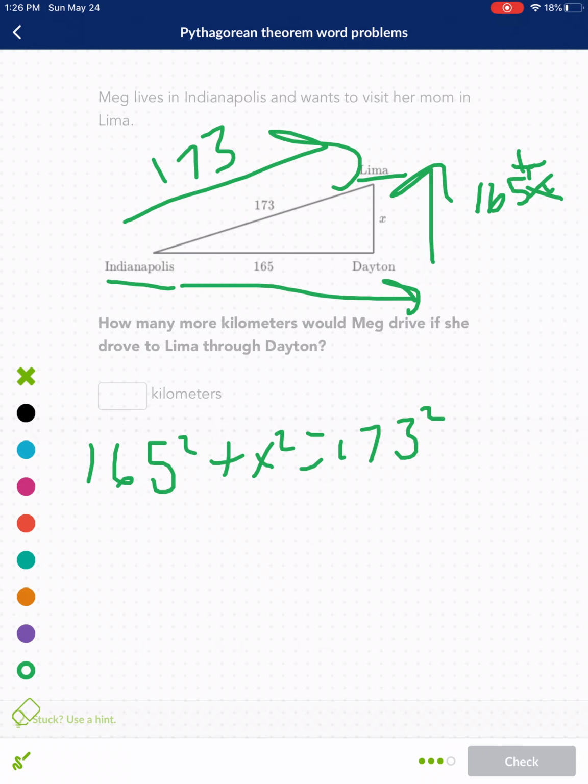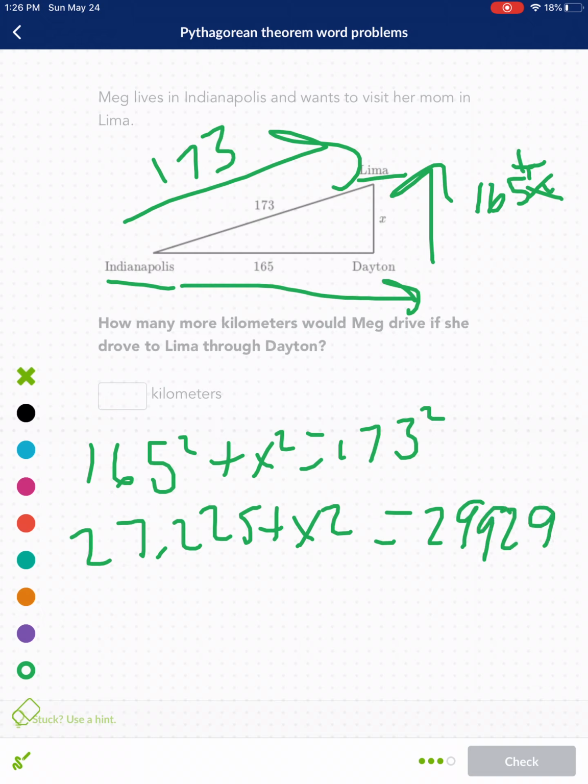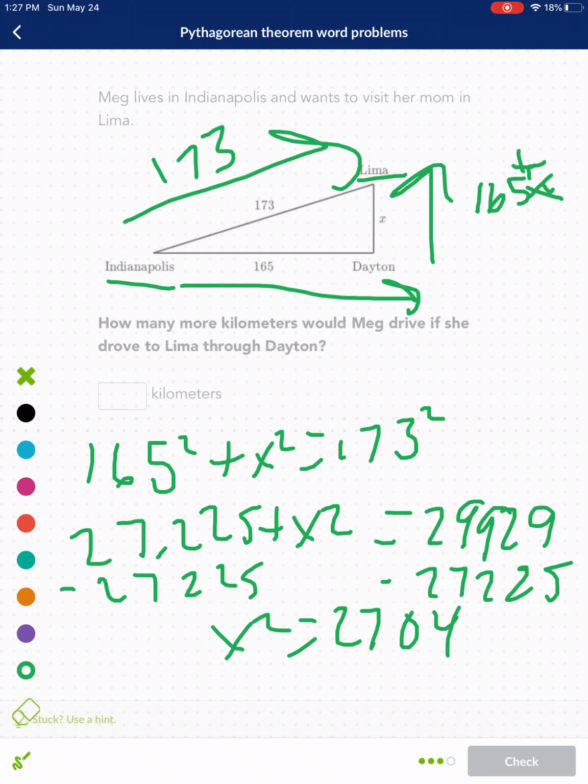165 times 165 gives us 27225 plus X squared. 173 times 173 equals 29929. So now we subtract from both sides. Minus 27225. X squared is 2704. We take the square root and we get 52.